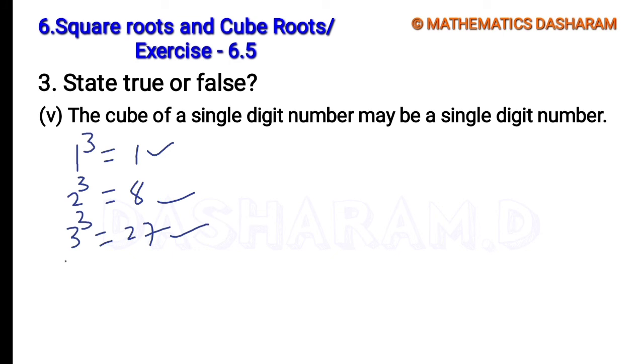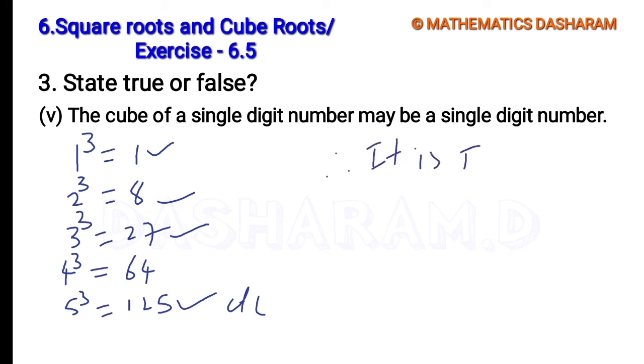Let's continue. 4 cube is 64, 2 digits. 5 cube is 125. Here how many digits? 3 digits. So if you continue this process, the given statement is definitely a false statement, because only in the first two cases we have a single digit, in the remaining cases more than a single digit. So therefore the given statement is a false statement.